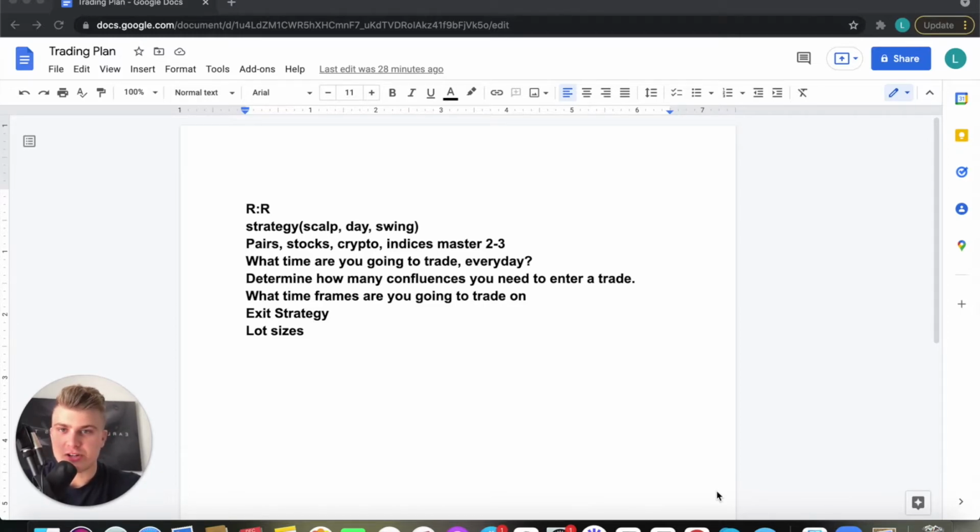You don't need to be a jack of all trades right now. Focus on 2 to 3 different stocks or indices or cryptos that you want to trade on a daily basis and master those. Become a master at those 2 or 3 different stocks or indices. And after you do this, I like it better because I'm not bouncing around trades.